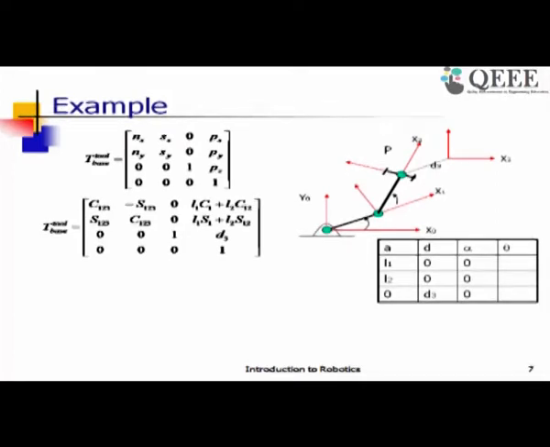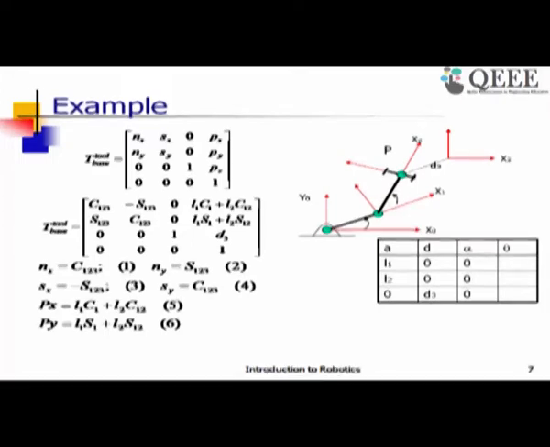So you will be getting 12 equations. Out of these, 6 are independent. So we will be able to write Nx is equal to C123, Ny is equal to S123, Sx is equal to minus S123, Sy is equal to C123, and Px is equal to L1 C1 plus L2 C12, Py is L1 S1 plus L2 S12. So these are the equations which can be used for solving the relationship.